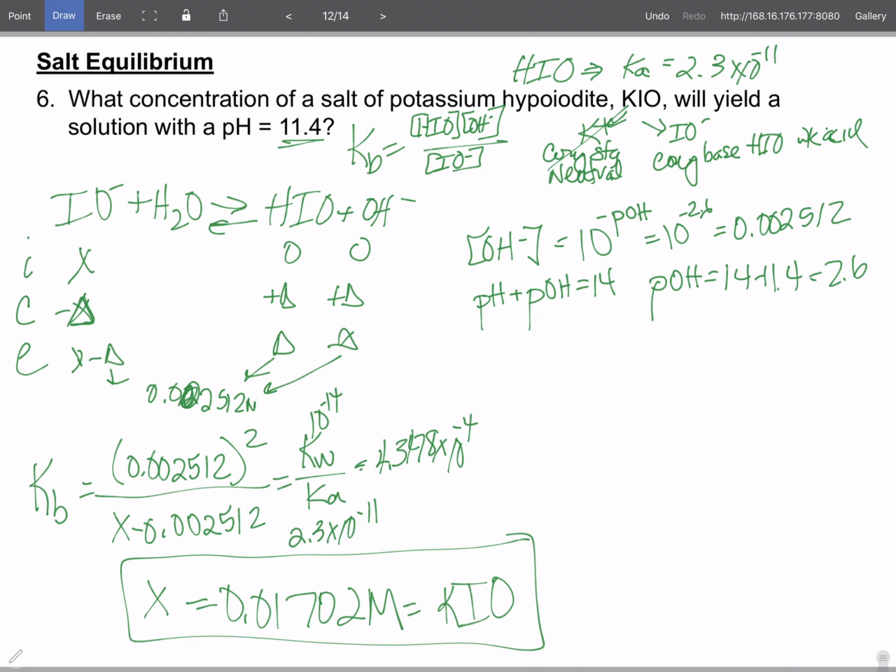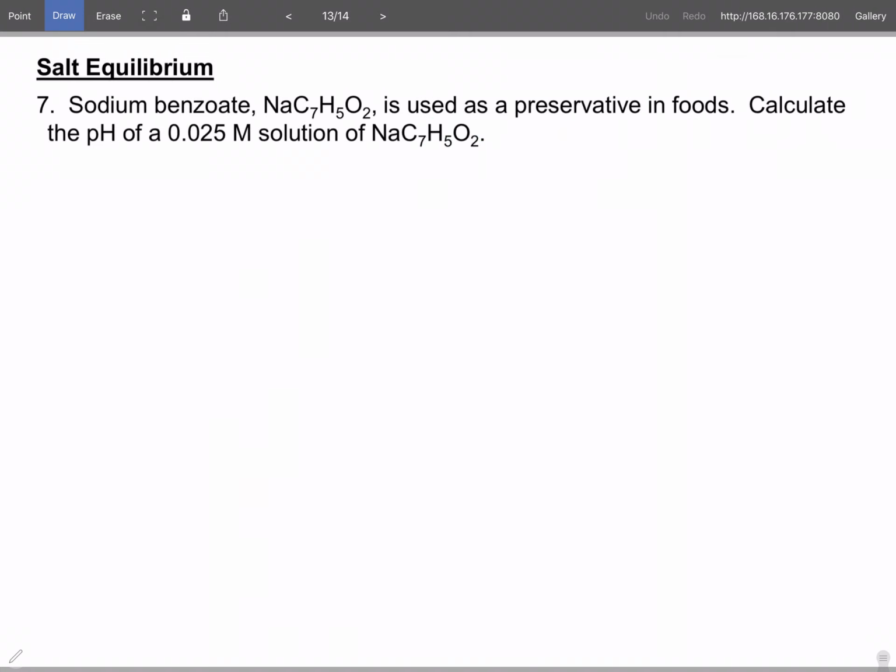Okay, now we have 2 more to do. I would actually pause this, work these problems, and come back and check them. But it's up to you. Sodium benzoate is a preservative in foods. Calculate the pH of a 0.5 molar solution of sodium benzoate.